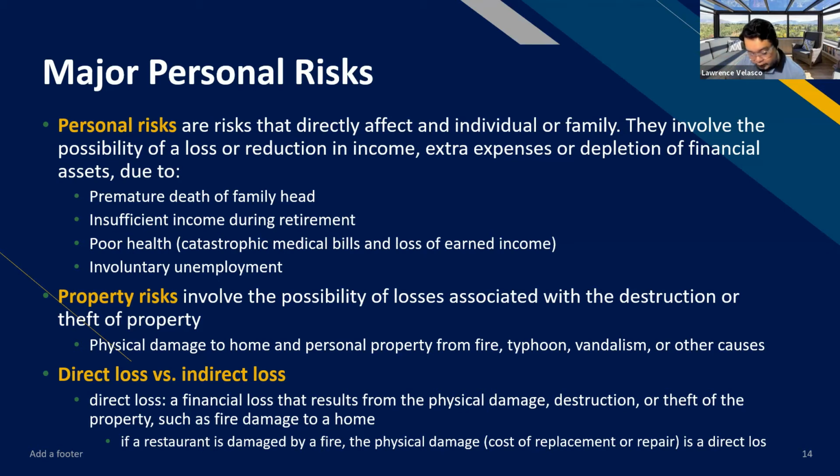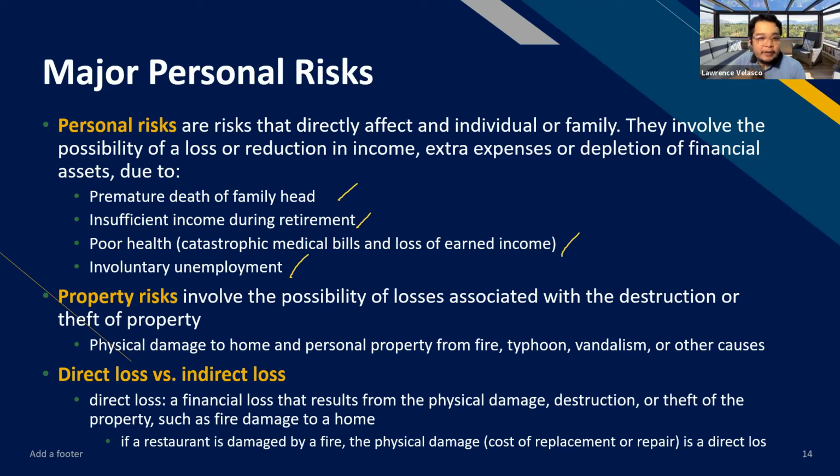Insufficient income during retirement. That's why there's GSIS, SSS that provides that income after retirement or after service. Poor health. That's why there's health insurance. And involuntary unemployment. That's why there's unemployment insurance in other countries. I don't know in the Philippines kung meron. So the point is there are risks that affect people and not businesses.